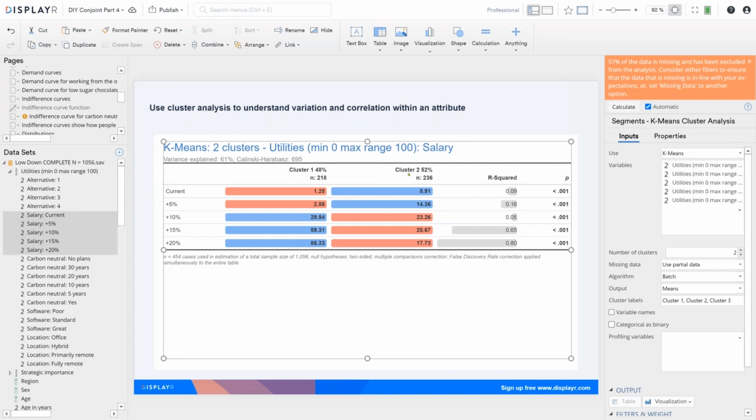And if we look at cluster number 2, we can see that a little over half the sample have broadly similar utilities for all of the levels of salary because it's much less important to them. So we've got people who care a lot about salary, people who care little. Let's go to 3 levels.